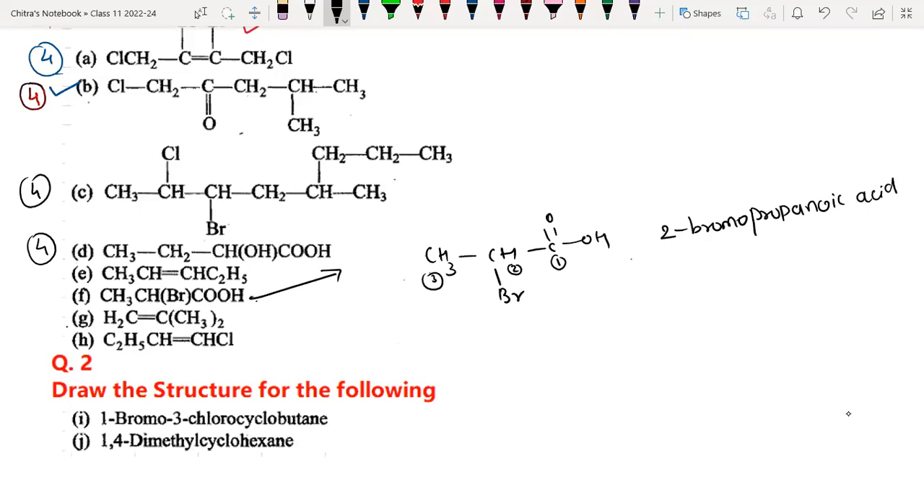Okay. Now we are going to check the answer for G. So I am writing G over here. It's CH2, nothing but CH2.